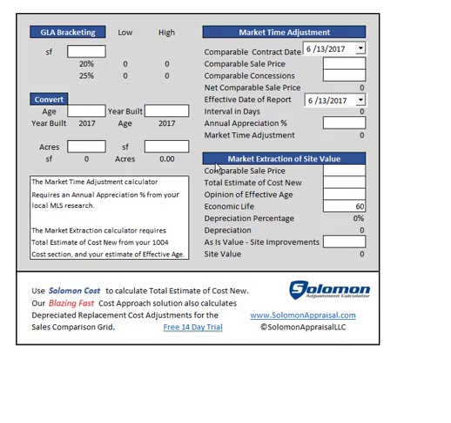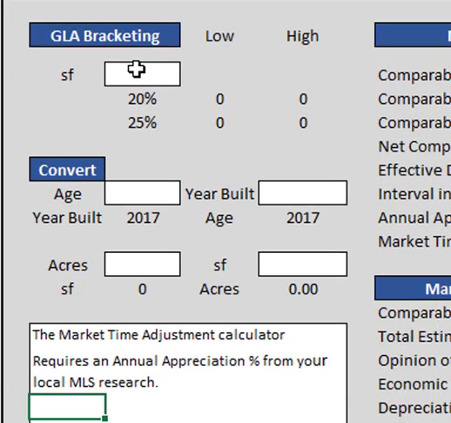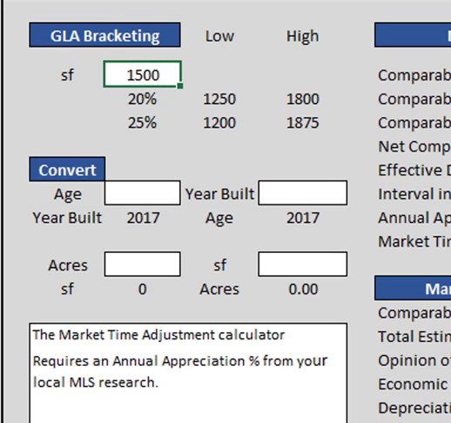cost method. Starting with GLA bracketing, let's assume we have a property with 1,500 square feet. Click enter and instantly we get plus or minus 20% bracketing values to use in the MLS search. In other words, 1,250 to 1,800 square feet would be the range of comps. If you use 25%, it would be 1,200 to 1,875.